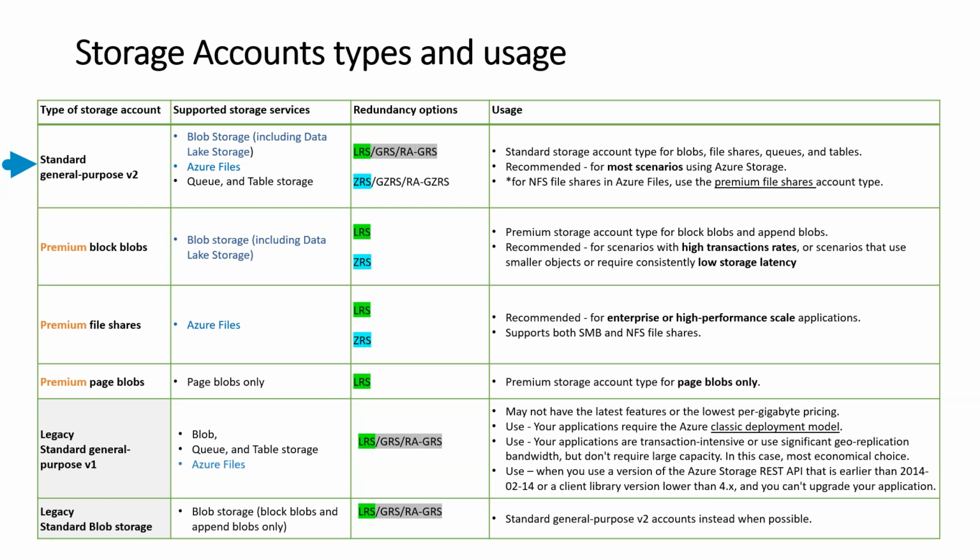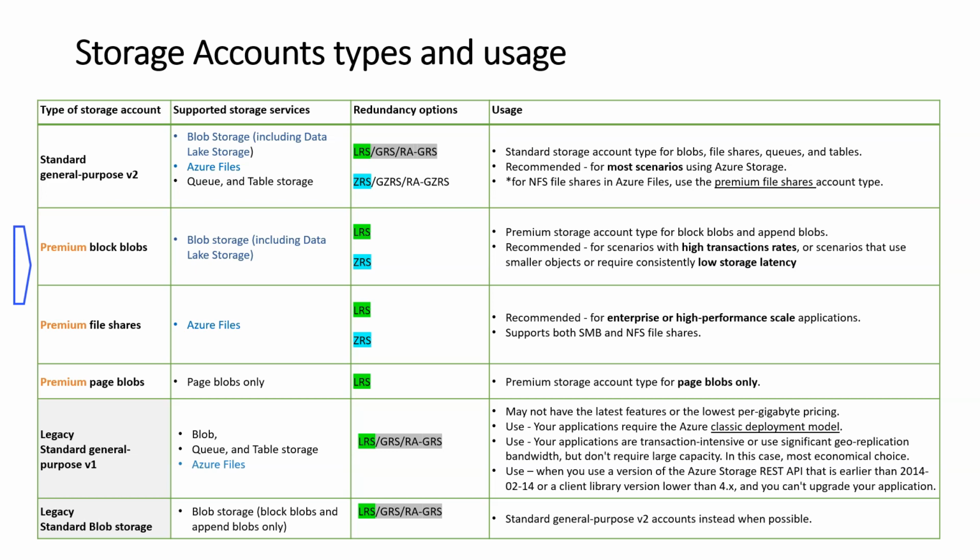Only where an NFS file share is needed in Azure Files, it is recommended to use the premium file share account type. And then there are 3 premium storage types: block blobs, file share, and page blobs. Block blobs provide blob storage. Redundancy options are LRS and ZRS, and it's a premium storage account type for block and append blobs only. You need to remember this. For page blobs, we have a dedicated premium page blobs account, and it is recommended for scenarios with high transaction rates, or scenarios that use small objects or require consistent low storage latency.